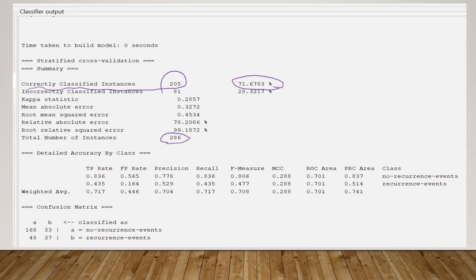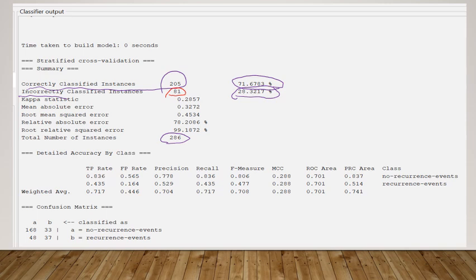And next is the 28.32% we have here. This is our incorrectly classified instances. So what does this mean? It means that 81 instances were incorrectly classified, resulting in an error rate of 28.32%. This represents the percentage of instances where the model's predictions did not match the true class labels.